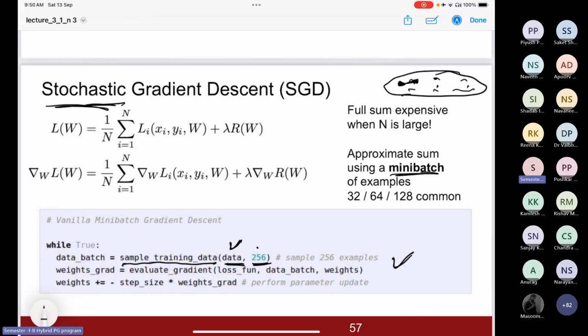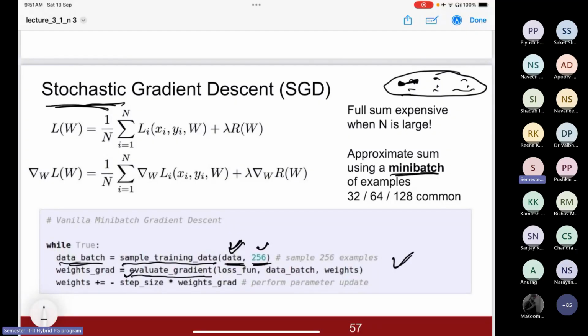If it is taking 256 samples, once they have come out from this data, next time it will not take the same samples. We have to somehow ensure that. It should not take repetitive elements, the same samples, again and again. So it will give you the data batch, and then this data batch will be given to the evaluate gradient function that we already have seen.